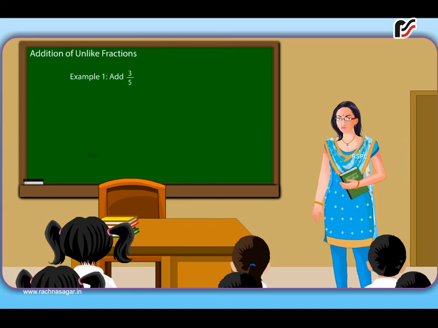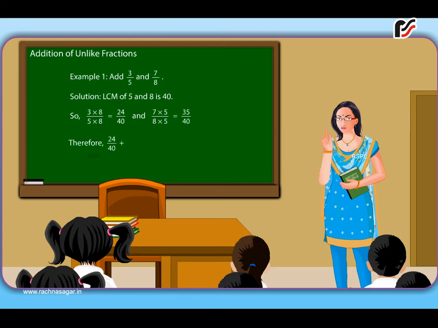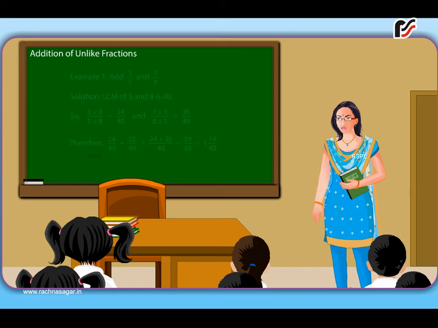Example 1. Add 3/5 and 7/8. LCM of 5 and 8 is 40. So 3 multiplied by 8 whole divided by 5 multiplied by 8 is equal to 24/40, and 7 multiplied by 5 whole divided by 8 multiplied by 5 is equal to 35/40. Therefore, 24/40 plus 35/40 is equal to (24 + 35)/40, which is equal to 59/40, which is equal to 1 19/40.